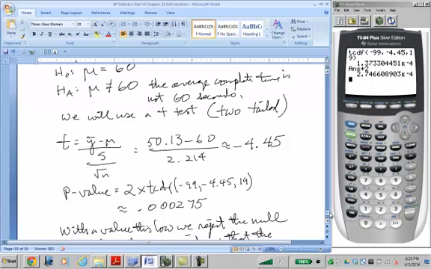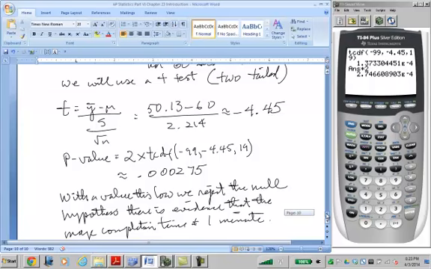Now, p-values are p-values are p-values. It doesn't matter what your degrees of freedom are. The p-value gets interpreted the same as we've always interpreted it with proportions. With the p-value this low, we reject the null hypothesis. There is evidence that the maze completion time does not equal 1 minute.